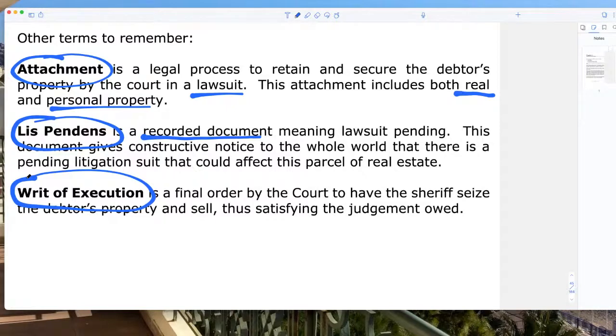seize the debtor's property and sell, satisfying the debt that is owed.